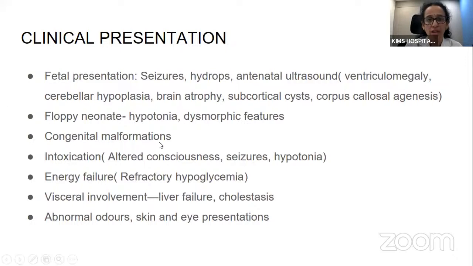We'll be seeing the different dysmorphic features in different IEMs. And the baby might have different congenital malformations and will present in one of these three clinical presentations which we have discussed earlier. That is, in the intoxication group the child will present with altered consciousness, seizures, and hypotonia. If there is energy failure, the baby will present with refractory hypoglycemia requiring high GIR. And in visceral involvement, there will be liver failure, hepatomegaly, and cholestasis. IEMs are also characteristically associated with abnormal odors of urine or skin, as well as some skin and different eye presentations, which we will see one by one.